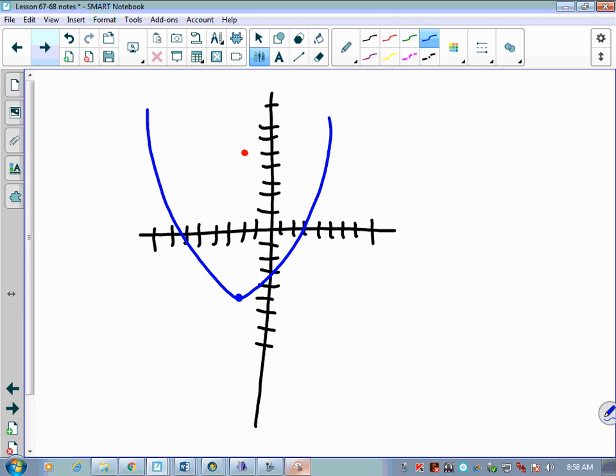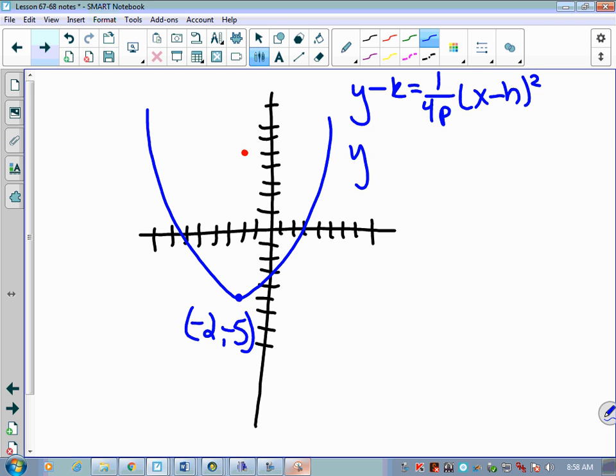What was our equation? y minus k equals 1 over 4p times x minus h squared. Because we're opening upwards, this should end up being positive, correct? What coordinates do I use in this? Do I use the focus coordinates or the vertex coordinates? Vertex, so -2, -5. So we should have y plus 5 equals 1 over 4 times the distance from our vertex to our focus. What's the distance from our vertex to our focus? 10.